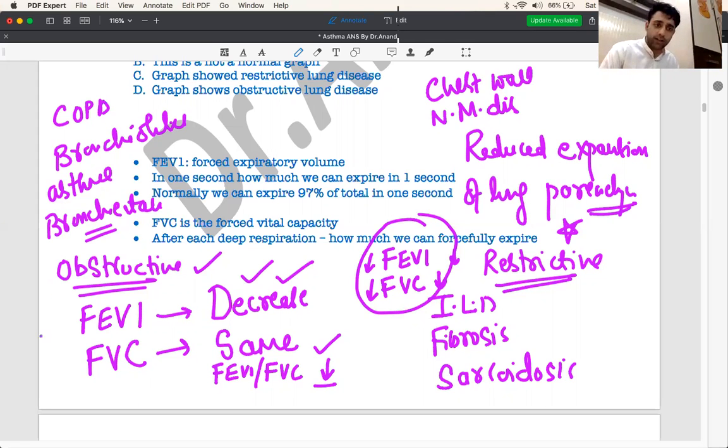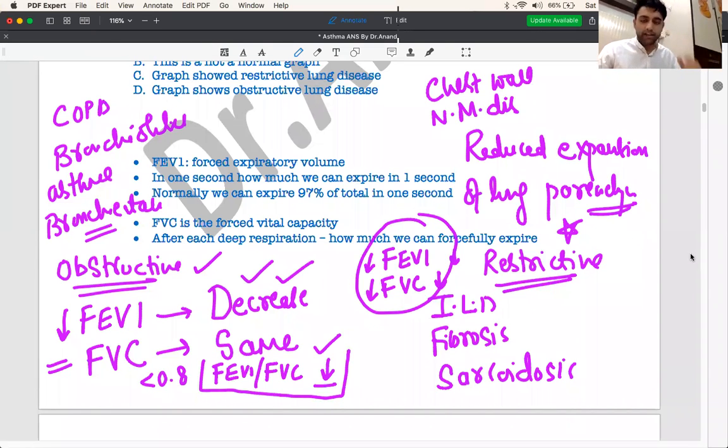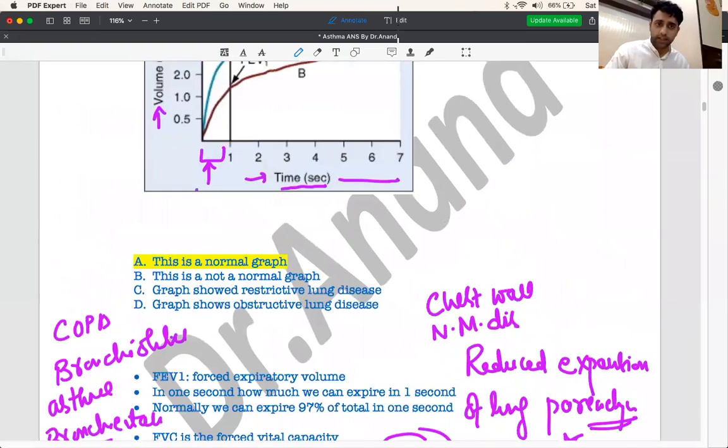That is why the ratio becomes the same. Whereas in obstructive lung disease, the numerator decreases, but the denominator is the same. So that is why the ratio decreases there. The FEV1 upon FVC is less than 0.8. That's another NEET PG and AIIMS question, which is seen in obstructive lung disease. Through this webinar, this much only I'll explain. If not, you come, I'll explain you again. That's it.